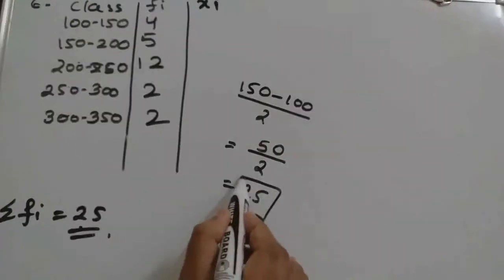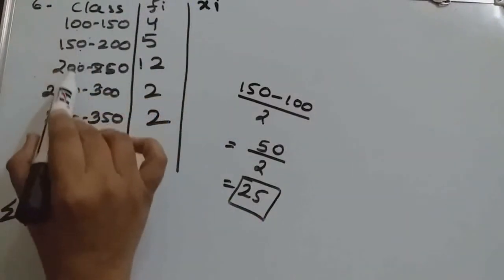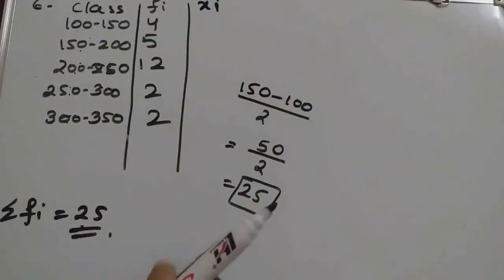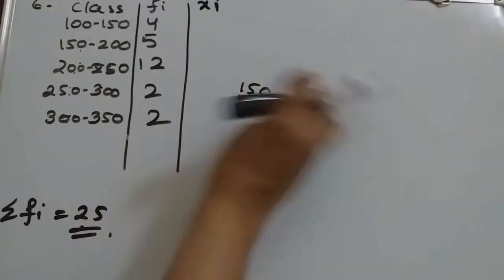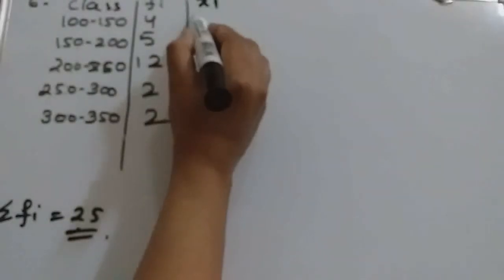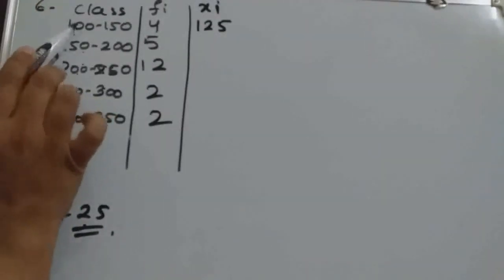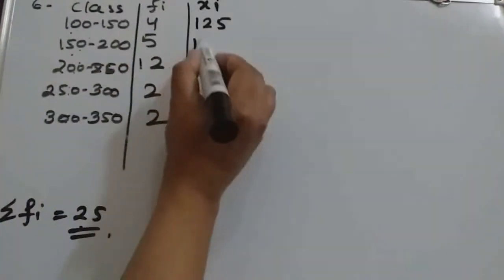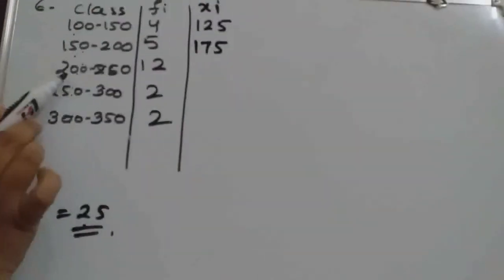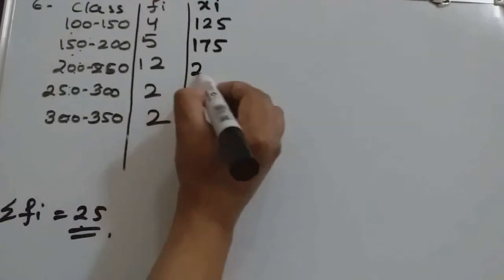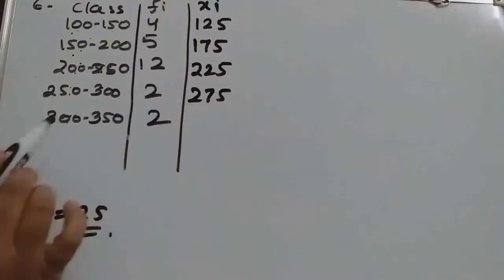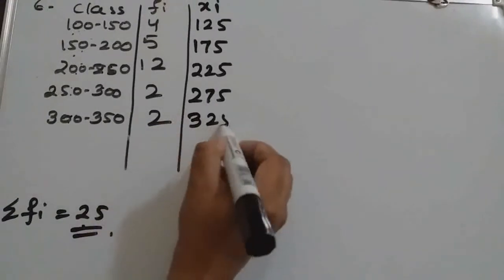So this 25 you should add to the lower limit of each class. So 125, isn't it? 100 plus 25 will give 125. 150 plus 25 means 175. 200 plus 25 means 225. This will be 275. This will be 325.